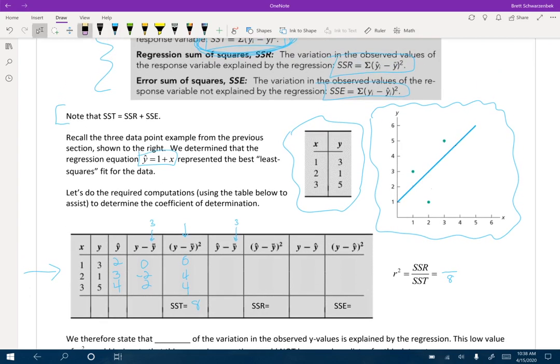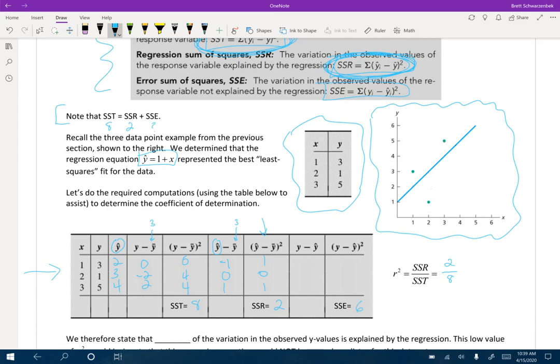Moving on. Now we need to take every value of y hat and subtract 3. So we're going to do 2 minus 3, which is negative 1, 3 minus 3, which is 0, and 4 minus 3, which is 1. What is this column? This is squaring the previous column and getting 1, 0, 1. If you look back at our formula for SSR, this is the sum of that column, which we get as 2. We therefore know the numerator of this is 2. Now that we know SST and SSR, 8 and 2, we know that SSE is going to be 6.